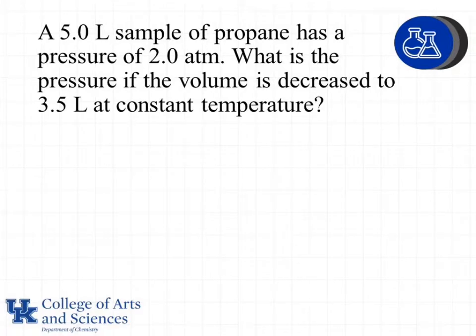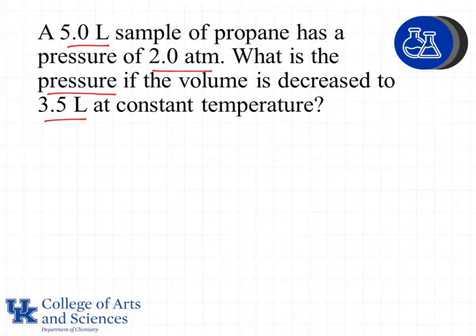Let's look at an example using the combined gas law. A 5-liter sample of propane has a pressure of 2 atmospheres. What is the pressure if the volume is decreased to 3.5 liters at constant pressure? As I look through the problem, I see that I have 2 volumes and I have 2 mentions of pressure. One is known and one is unknown.